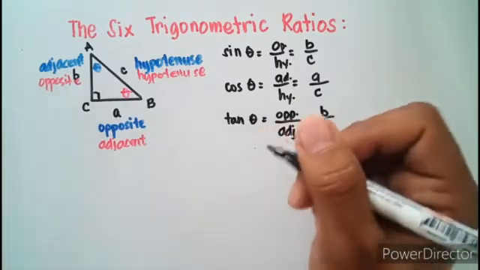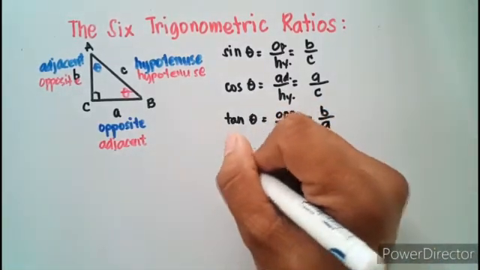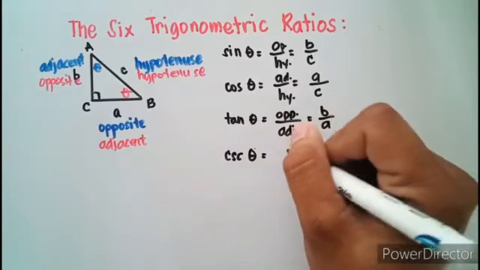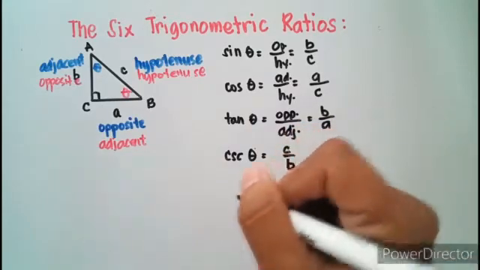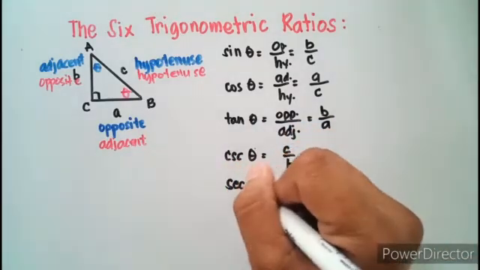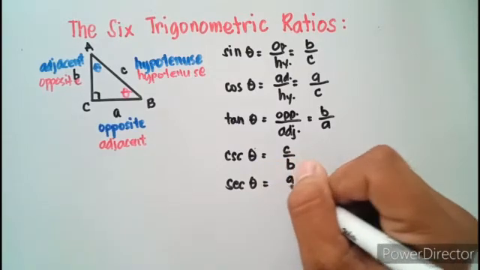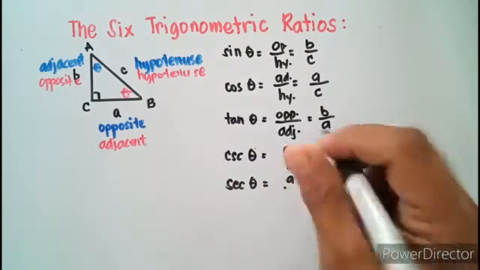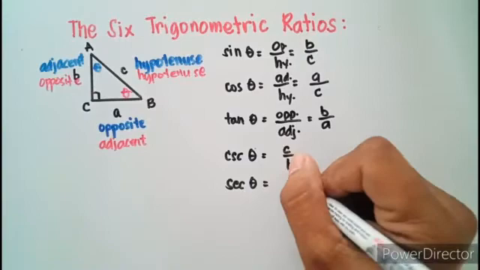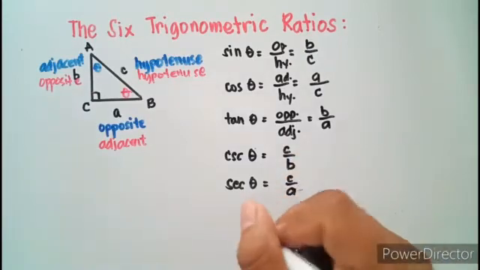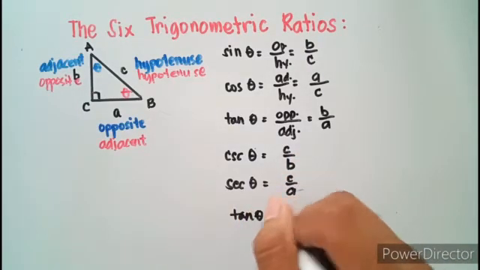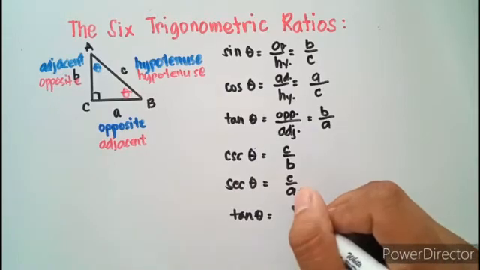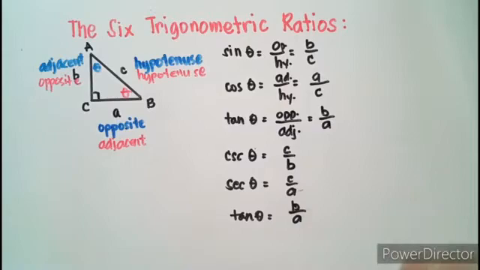Then for the reciprocals, cosecant theta is equal to c over b. Then secant theta is equal to c over a. And for our cotangent theta, that is equal to a over b.